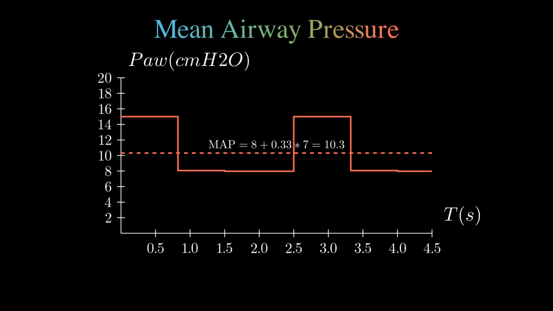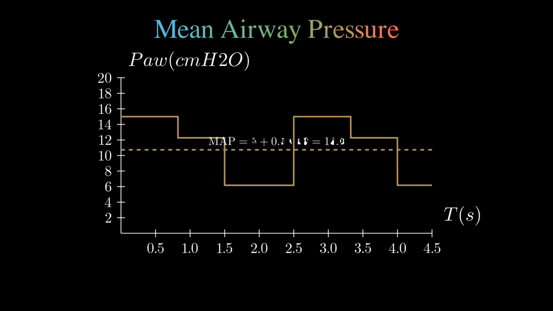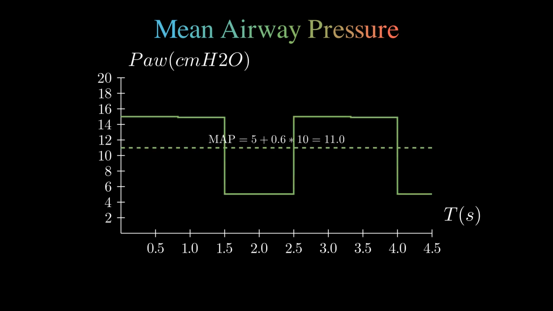Lastly, we increase the proportion of time spent in inspiration from 30 to 60%. This means the airway spends more time at higher pressures, which increases the mean airway pressure. Increasing inspiratory time has the most significant effect on the mean airway pressure.